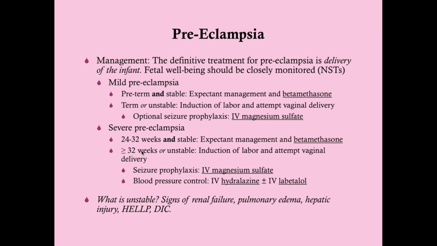Now, if she's after 32 weeks with severe preeclampsia, then you are going to deliver her. Or if she's unstable, just like for mild preeclampsia, then you deliver her. Okay, so you'll induce labor, and you can induce labor by giving prostaglandins, Pitocin, you can do artificial rupture of membranes, whatever you need to do to induce labor. And then you'll attempt vaginal delivery. You don't need to go straight into C-section. You can try to deliver vaginally. C-section is for your normal obstetric indications.